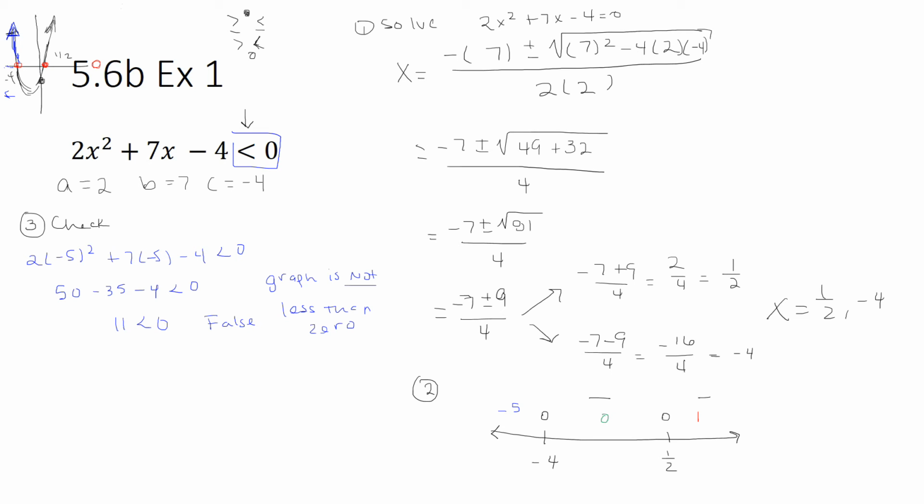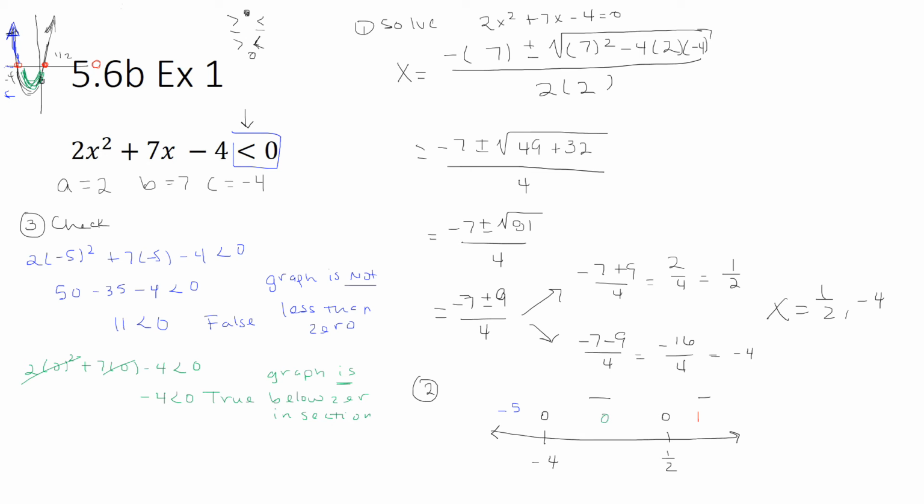Okay, so now we're going to check the second section. 2 times 0 squared plus 7 times 0 minus 4 less than 0. That goes to 0, that goes to 0, -4 less than 0. Well, that's good. That's a true statement. So that means that the graph is in fact below 0 in this section. So if we come over here to the corner and look at our parabola, well, that's true, okay? In the middle, the graph is below 0 there on that axis, so that makes sense.